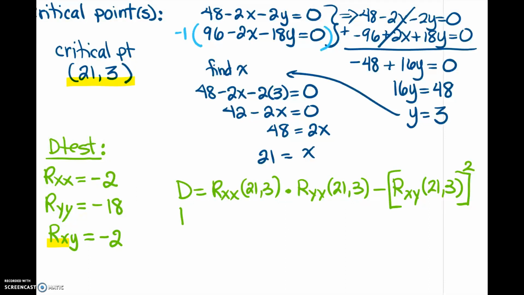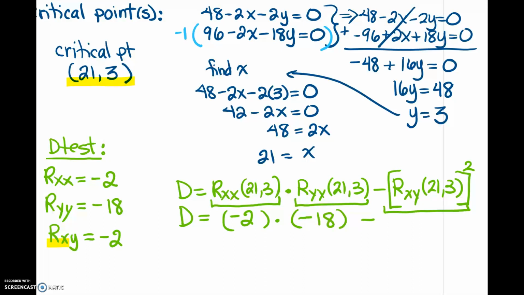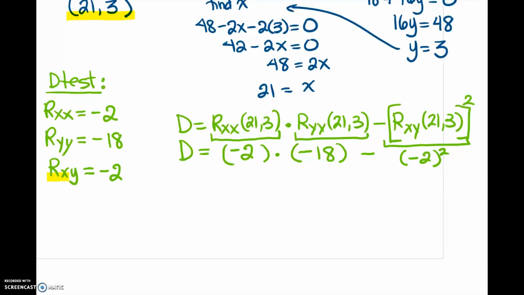So the value of D for us: this right here is going to be negative 2. I don't even need to plug in (21, 3) because there's no place to plug it in. It's just always negative 2. This one right here is negative 18, minus this value here. Again, I don't need to plug the critical point in. Sometimes you do, but in this case, this value is just always negative 2, and then I have it squared. So my value of D, when I work this out: negative 2 times negative 18 is 36. Take away a 4 is 32.